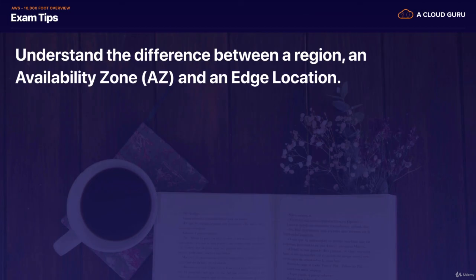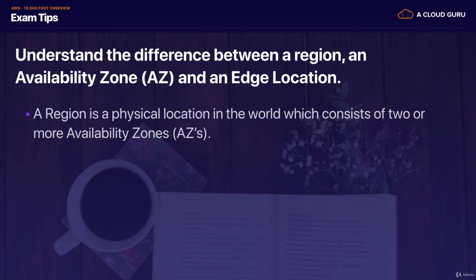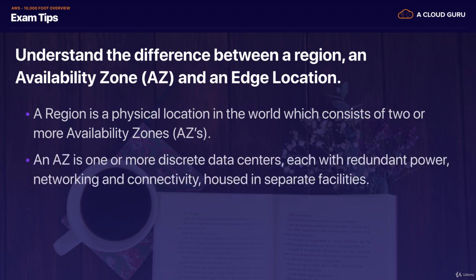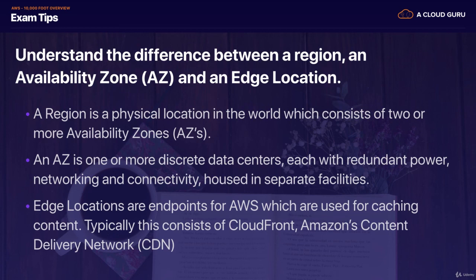So what are my exam tips? So you've learnt an awful lot already. Just understand the difference between a region, an availability zone, and an edge location. A region is a physical location in the world which combines two or more availability zones. And so you have a London region, you have a Sydney region, a Singapore region, etc. An availability zone is one or more discrete data centers, each with redundant power, networking, and connectivity housed in separate facilities. And then an edge location is just an endpoint for AWS, which is used for caching content. Typically, this consists of CloudFront, which is Amazon's content delivery network, and we're going to learn about that in the storage section of the course.